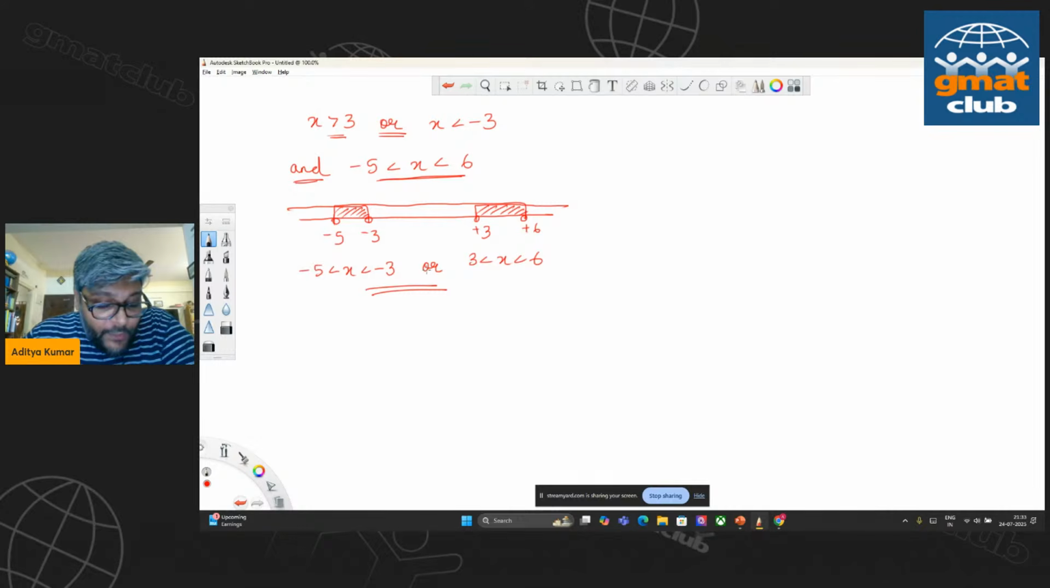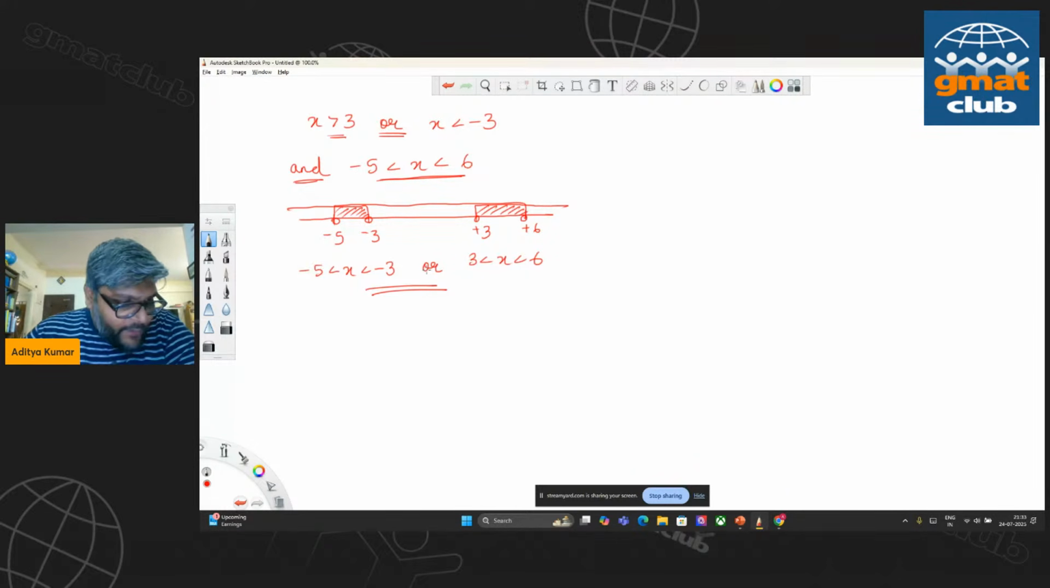It's very important that you know how to combine ranges on the number line, because that's going to be the crux of something we do later, right? Where you're going to deal with multiple ranges and you'll have to plot them out. So remember, when you have an AND condition, you need to consider the overlaps. Any doubts on this?